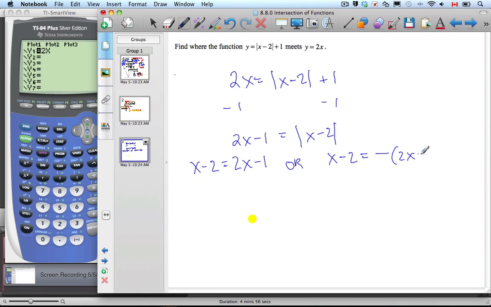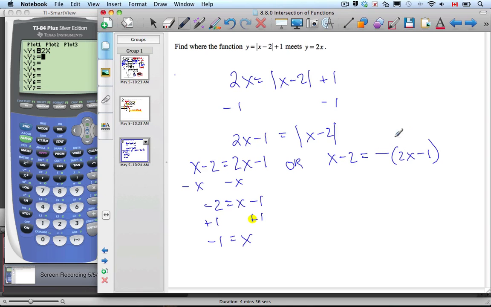So we have two different cases here. Let's go solve them. If I subtract the x and add 1 to this side, we have negative 1 equals x. Then we go over here and solve this one.